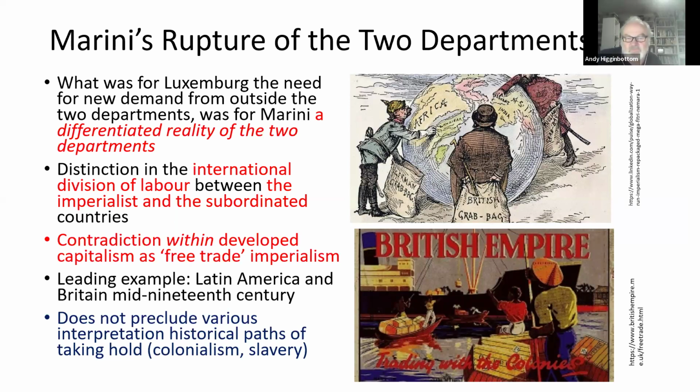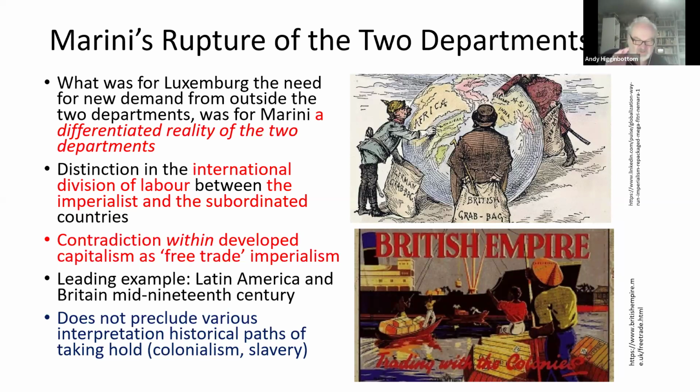Marini's further on, again, both from Luxemburg and from Grossman, right? So basically, what Luxemburg argued was that on the basis of these two departments, there was the need for new demand from outside the relation of capitalists and workers. They needed to have something else which provided the demand, right? Now, what Marini's basic position is, actually it can be inside, but it's a different relationship of departments of production, whether you're in Europe or in Africa or Latin America. So what he's doing is bringing in a distinct division of labor between the two regions of the world, between the imperialist countries and the subordinated countries within the capitalist system.